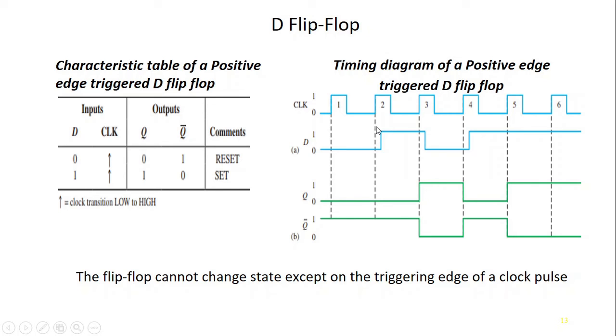Here is the timing diagram of the positive edge triggered flip-flop. Here is the clock signal: first the signal is high and then coming to low, then the second clock signal, third, fourth, fifth and sixth. Initially the inputs are given and the output Q is 0. Now at the positive edge of the clock pulse, if the input D is equal to 1, that will set the flip-flop.